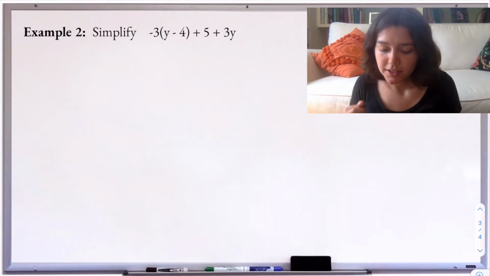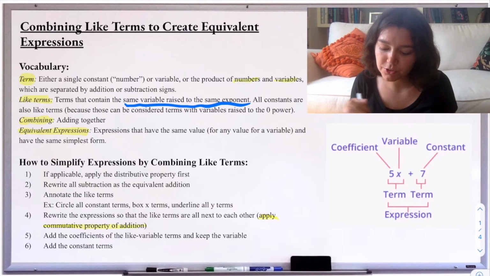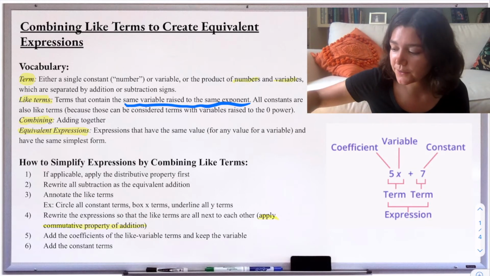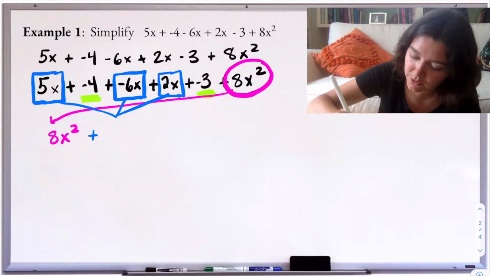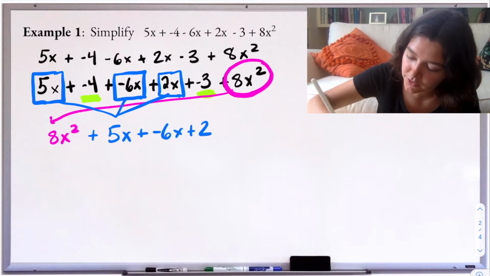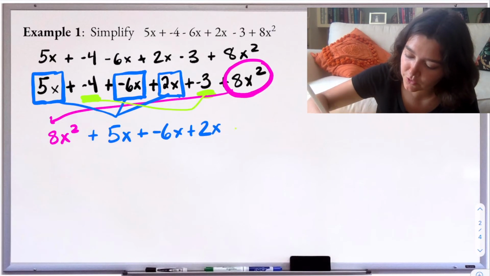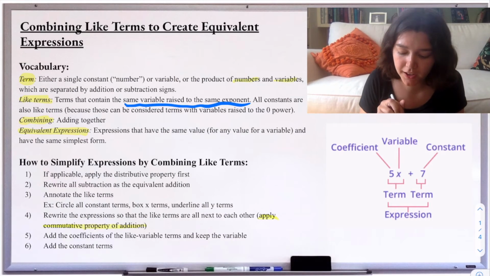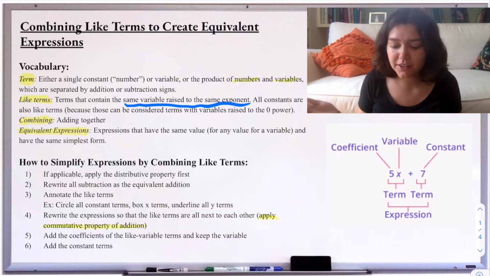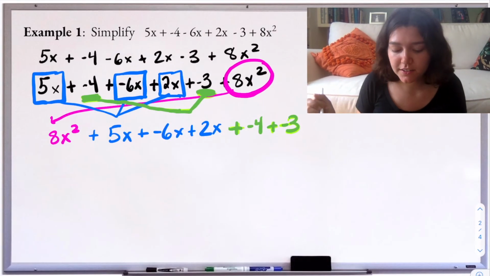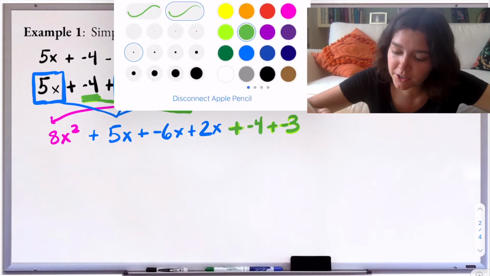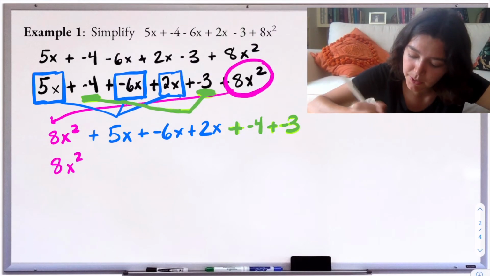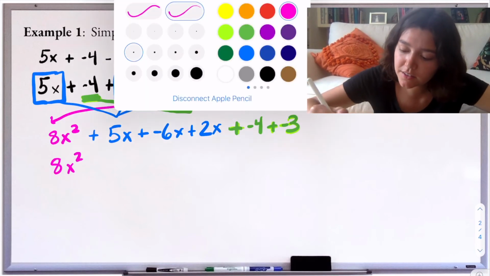Now I'm going to use the commutative property to rewrite the expression so the like terms are all next to each other. Then I'm going to have my x terms, 5x plus negative 6x plus 2x, and then I have plus negative 4 plus negative 3. And then finally I just need to simplify by adding the coefficients of the like variable terms together and then keeping the variable and adding the constants. Okay, so there is no like term with this 8x to the power of 2, or squared, so I just get to leave that as is.